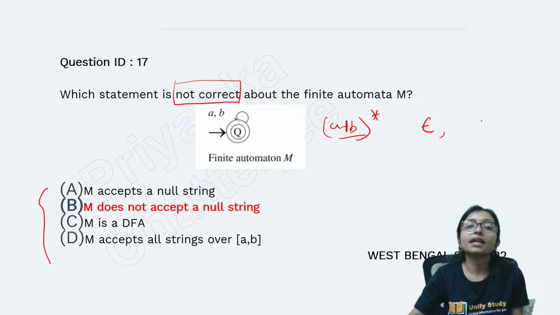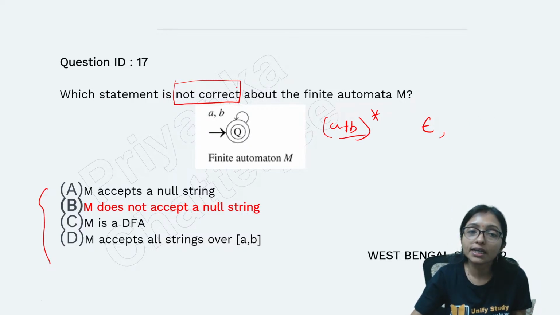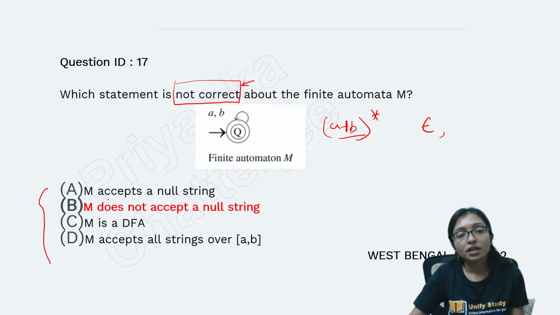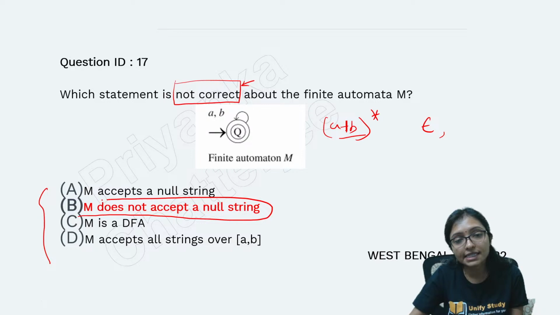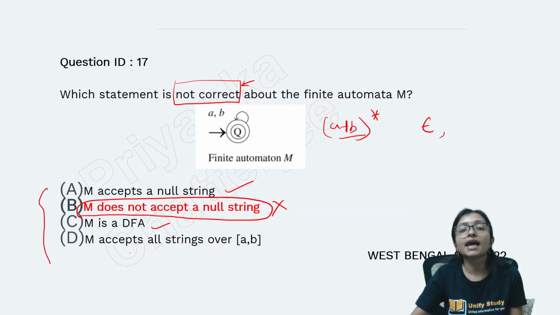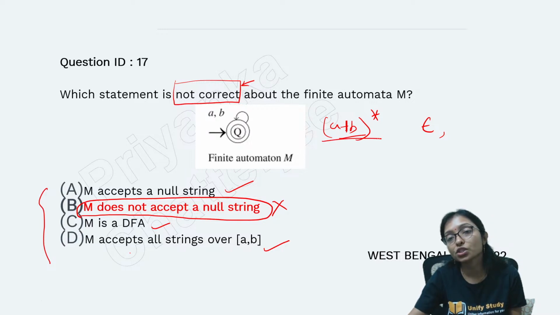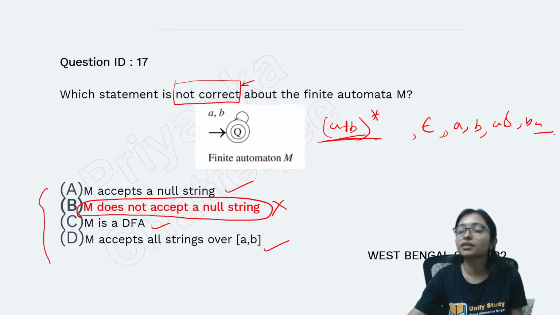But here it is given which one is not correct. "M does not accept the null string" is not correct, because it is accepting the null string. This is correct. It is a DFA. This is correct. It is accepted over {A, B}. This is correct because it is (A+B)*. Star means epsilon is accepted, A accepted, B accepted, AB accepted, BA accepted, everything.